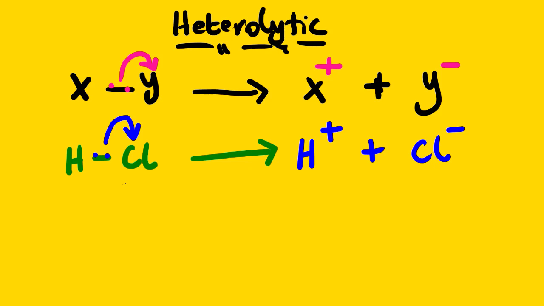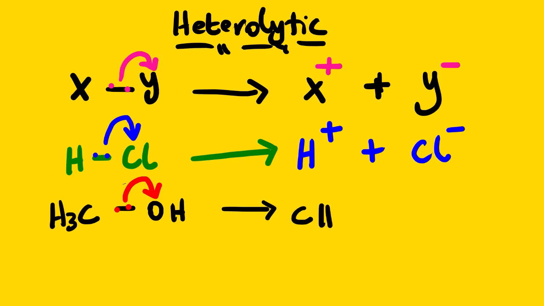Another example. Let's say we have H3C bonded with OH. Now you can see carbon and oxygen. Oxygen is definitely the one which is more electronegative, so it means that the sigma bond will come here, leaving CH3. Let me actually write it this way: H3C, going to have a positive here, a negative here.